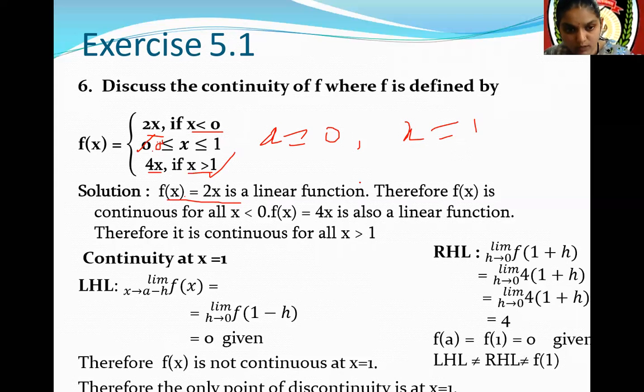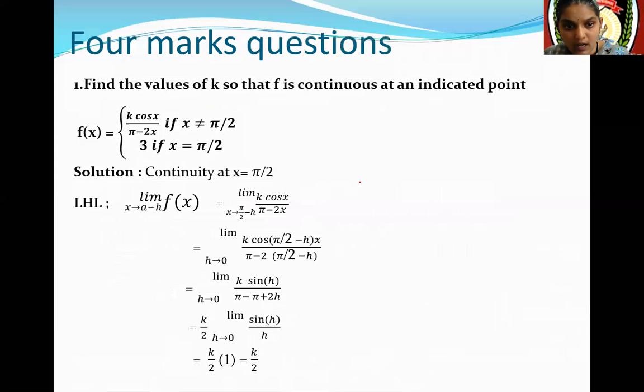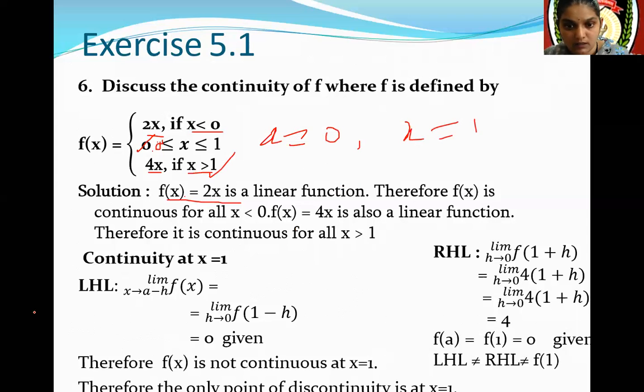Now let me find out the continuity at x equal to 1. If I take the limit of f of x as x tends to 1 minus h, that is, if x is less than 1, I have the function as a constant function. It is 0. Then the left hand limit value is 0. Now, the right hand limit: limit of f of x as x tends to 1 plus h, that's f of 1 plus h. This is another way of writing the continuity.